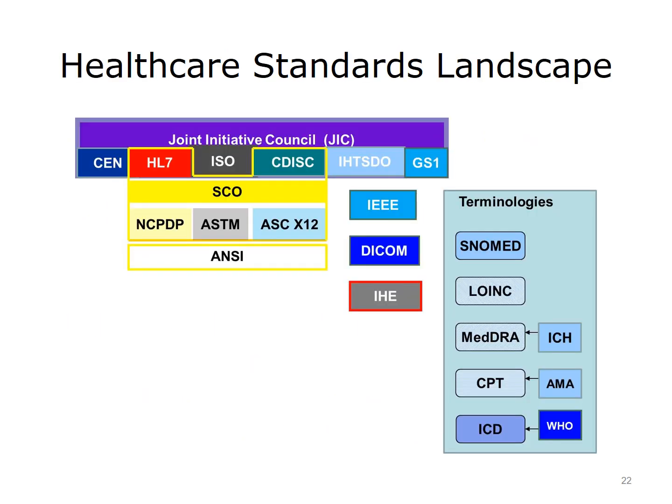At the top, in purple, are the international SDOs that are members of the JIC. In the yellow bordered box are the U.S. SDOs who are members of SCO. Note that HL7 and CDISC participate in both organizations. ANSI supports the U.S. SDOs as an accrediting body, as well as being the U.S.